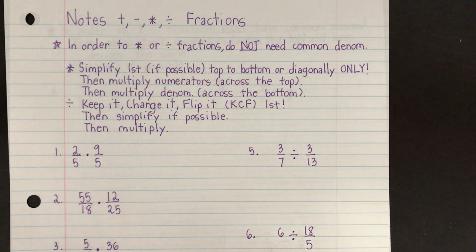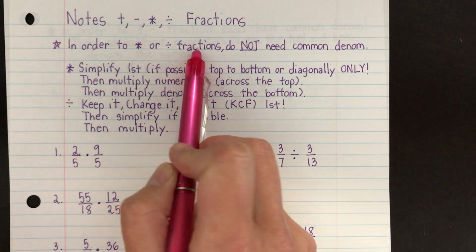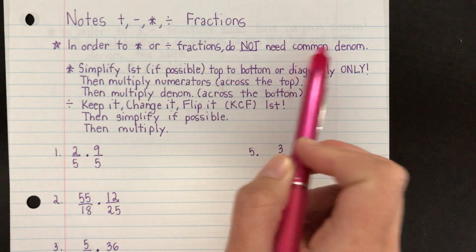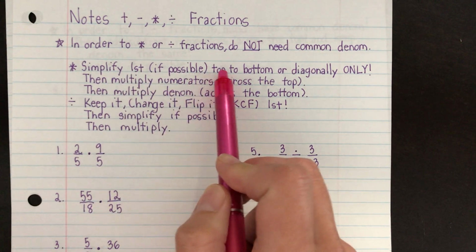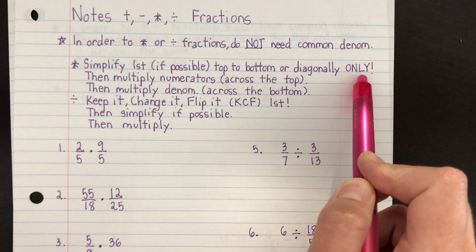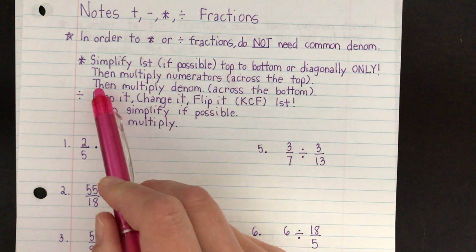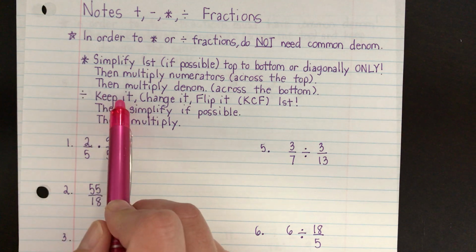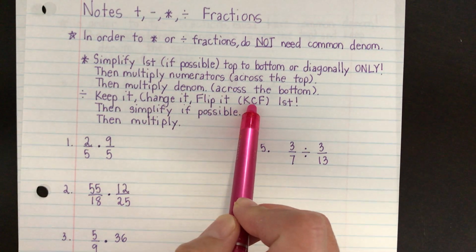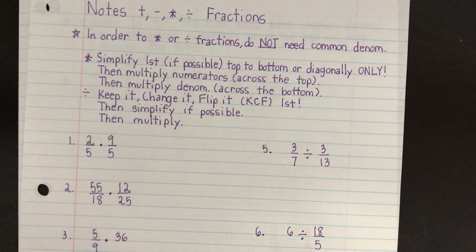Today we're looking at notes over adding, subtracting, multiplying, and dividing fractions. And actually first we're going to talk about multiplying and dividing. In order to multiply or divide fractions, you do not need a common denominator. When you're multiplying, you will simplify first if possible, top to bottom or diagonally only. Then you'll multiply numerators across the top, then you'll multiply denominators across the bottom. When you're dividing, first you will keep it, change it, flip it, or KCF. You'll do that first, and then you'll simplify if possible, and then you'll multiply like we did before.